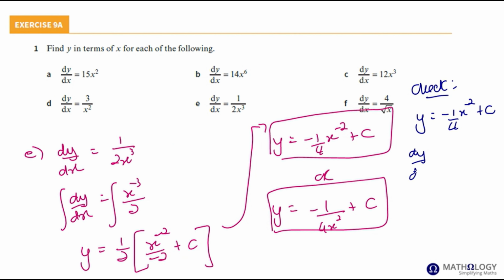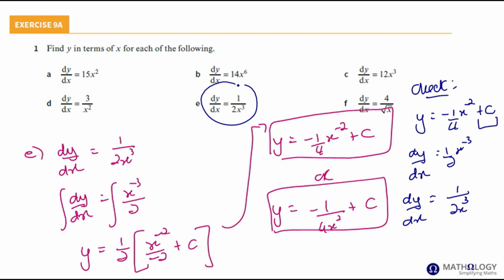By differentiating this expression, dy/dx equals minus 2 times minus a quarter is a half, x to the minus 2 minus 1, x to the minus 3, the derivative of a constant is 0. So written in a better form, dy/dx equals 1 over 2x cubed.